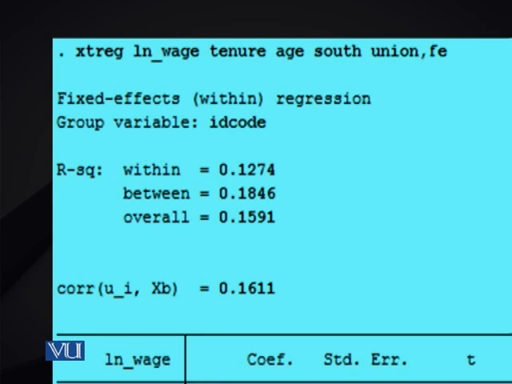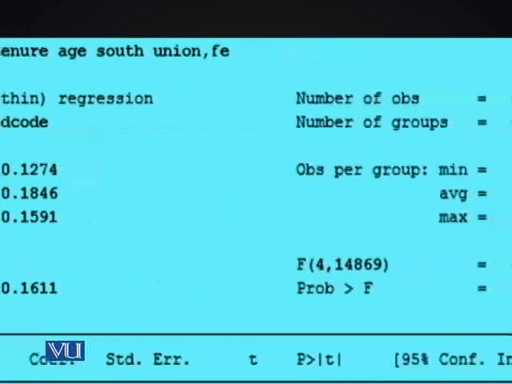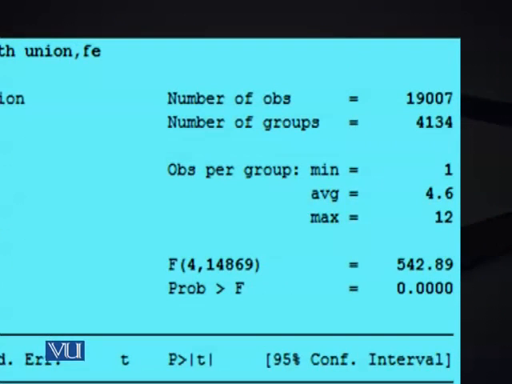First of all, you have 3 types of R squares or coefficient of determination. One is within, second is the between, and third one is the overall R square. So as you have an individual dimension, and between, a time dimension, and overall coefficient of determination. So you have about 19,000 observations with 4,000 different groups. So it's a large data set.